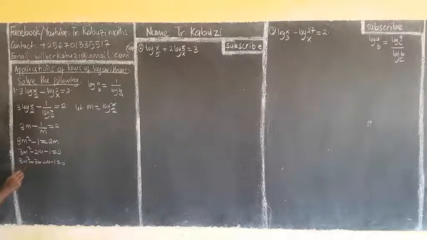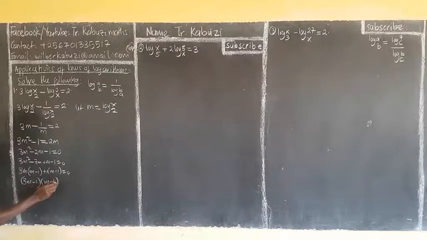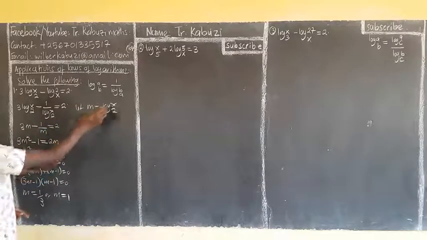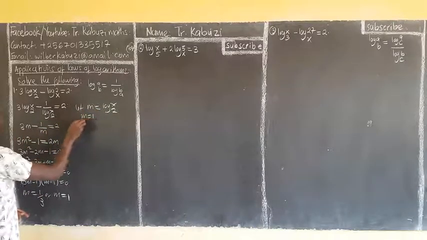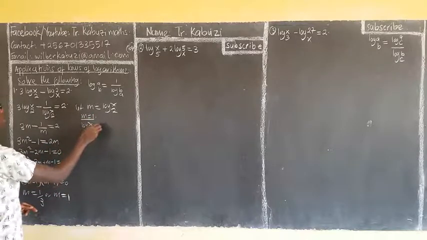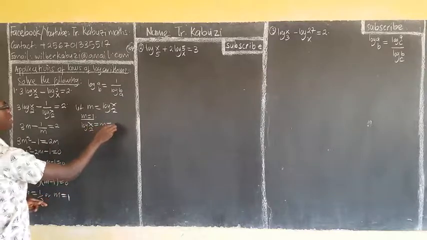Here 3m is common, so 3m into m minus 1. Here it's 1 only, plus m minus 1 equaling to 0. So this is common, so we have now 3m plus 1 times m minus 1 equaling to 0. So either m is negative a third or m is 1. But what was it? You come here. When m is 1, first of all, log of x to base 2 is equal to m. So this would be equal to 1.